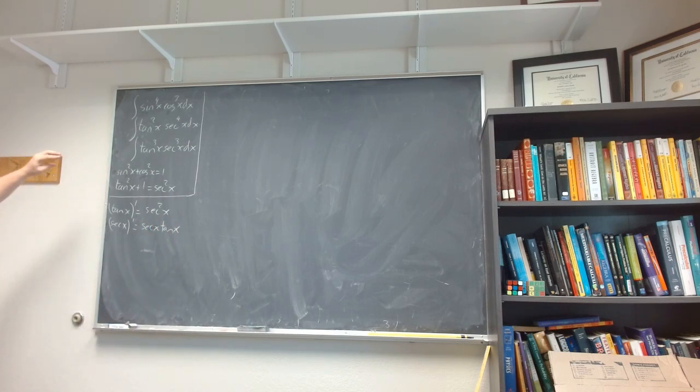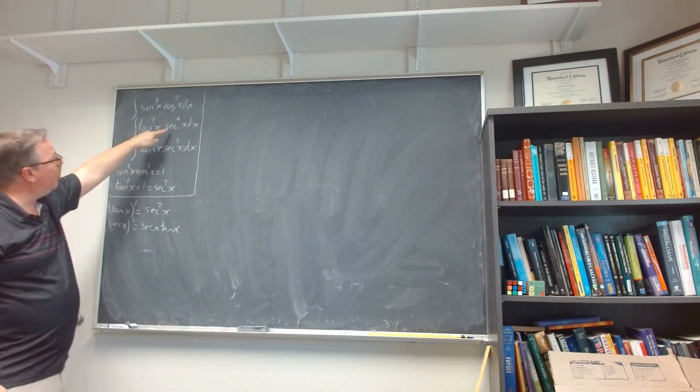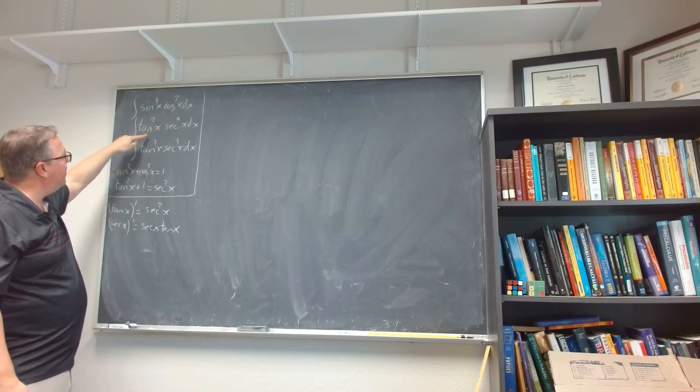So if you have a bunch of even powers, you can let your derivative be 2 of the secants, which is what we're going to do here. So our u is going to be tangent.